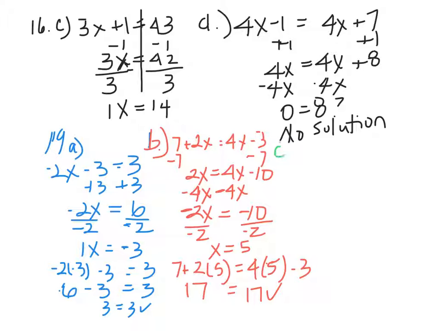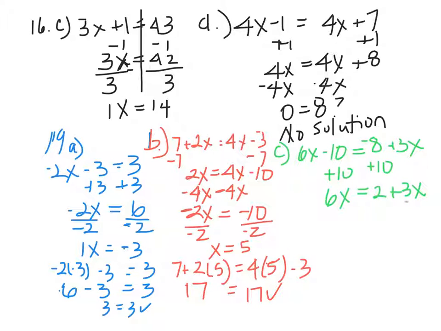Finally, C. 6x minus 10 equals negative 8 plus 3x. Well, I'm going to add 10. And I get 6x equals 2. Negative 8 plus 10 is 2 plus 3x. Now I got to get rid of this 3x, so I go minus 3x.